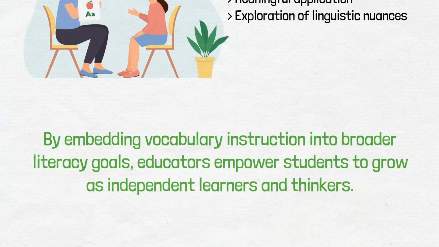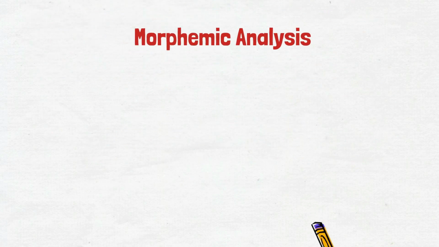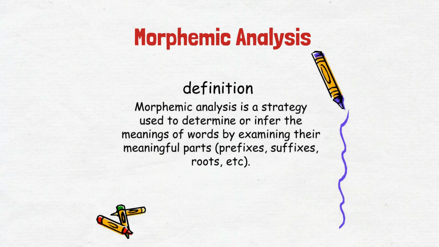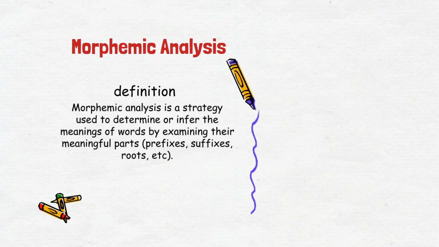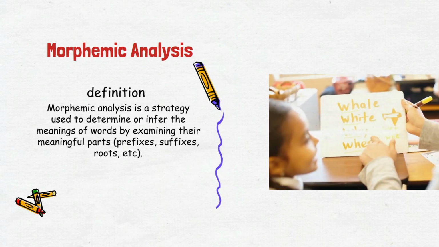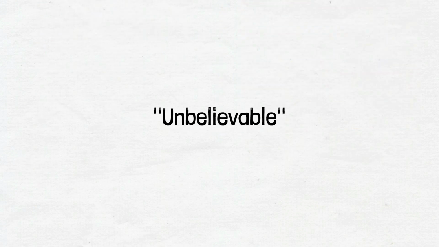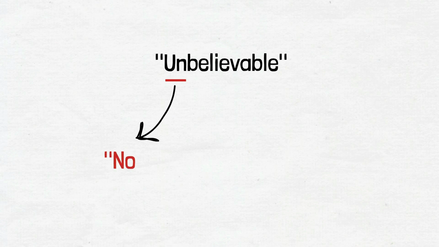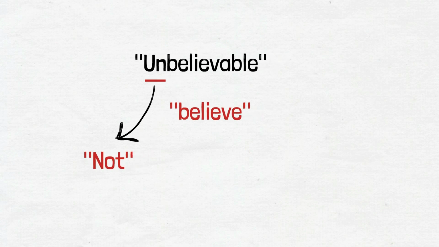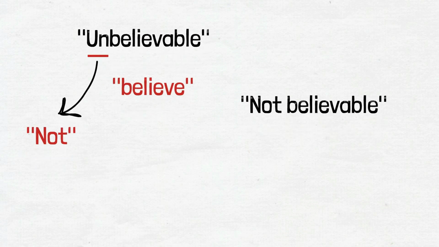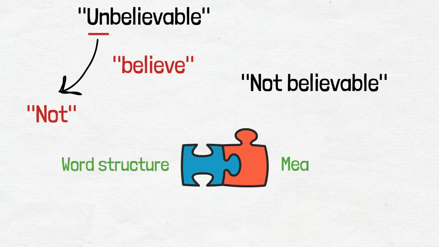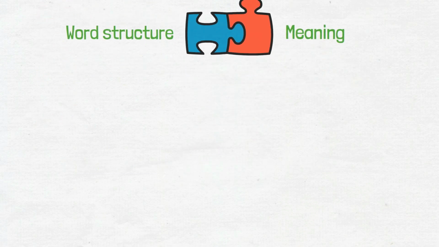One powerful approach to vocabulary instruction is morphemic analysis, which focuses on understanding the parts of words, such as roots, prefixes, and suffixes, to uncover their meanings. Students often encounter new words by recognizing familiar roots or parts. For example, encountering the word unbelievable, students might break it down into un, meaning not, and believe, combining them to infer its meaning as not believable. This skill connects word structure with meaning, making unfamiliar terms more accessible and helping students recognize patterns in language.